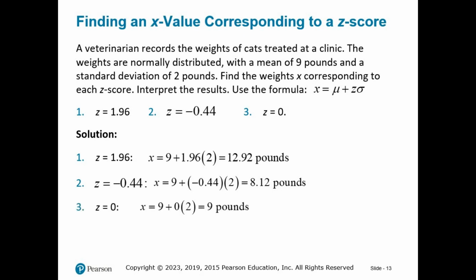All right, number 3, z equals 0. So x equals 9 plus 0 times 2 equals 9 pounds. So our answer is 9 pounds. That's interesting, but what can we interpret from these results? Let's look at a graph of the data.